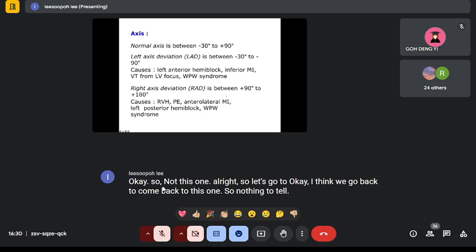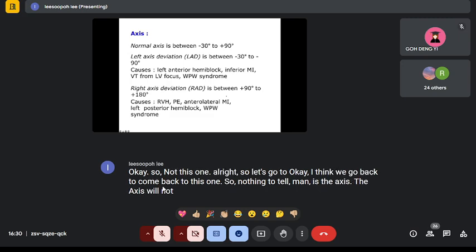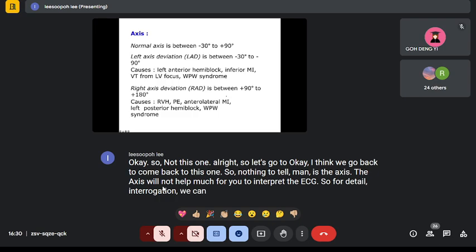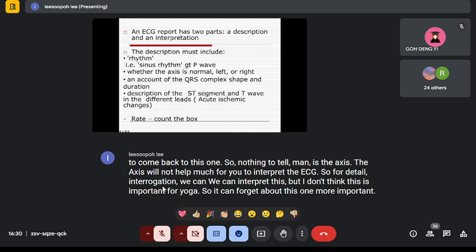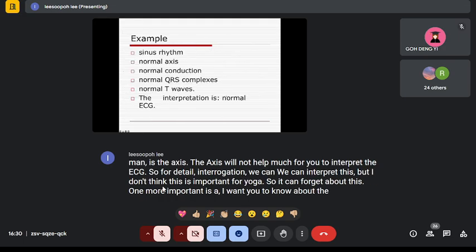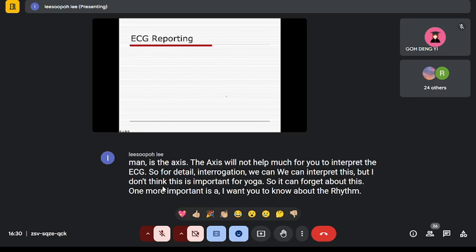Nothing to comment on is the axis. The axis will not help much for you to interpret the ECG. For detailed interpretation we can look at it, but I don't think this is important for you. So you can forget about this one. More important is that I want you to know about the rhythm.